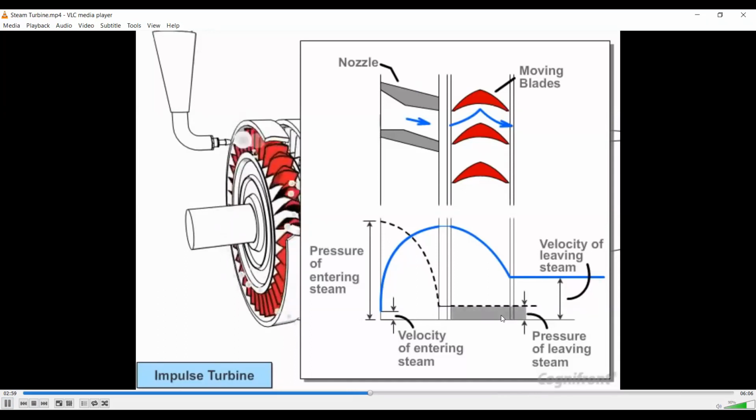This is the pressure of the leaving steam. This is the very high velocity, that is the entering velocity of the steam. This is the velocity of the leaving steam.